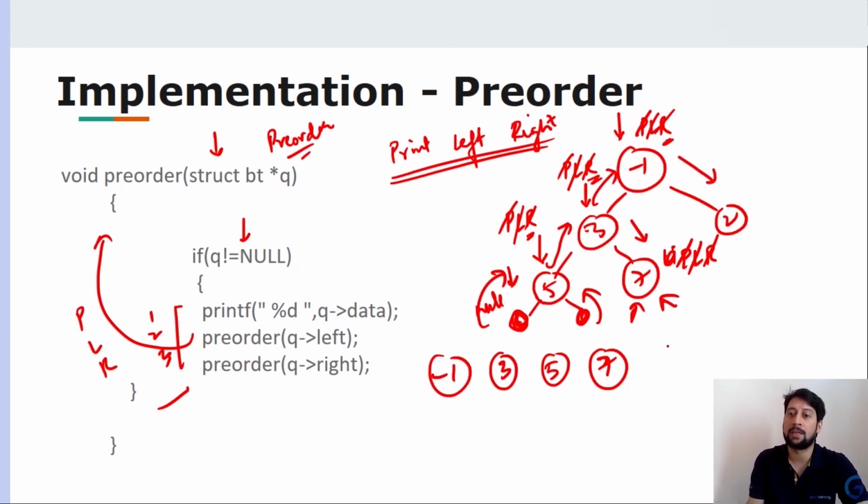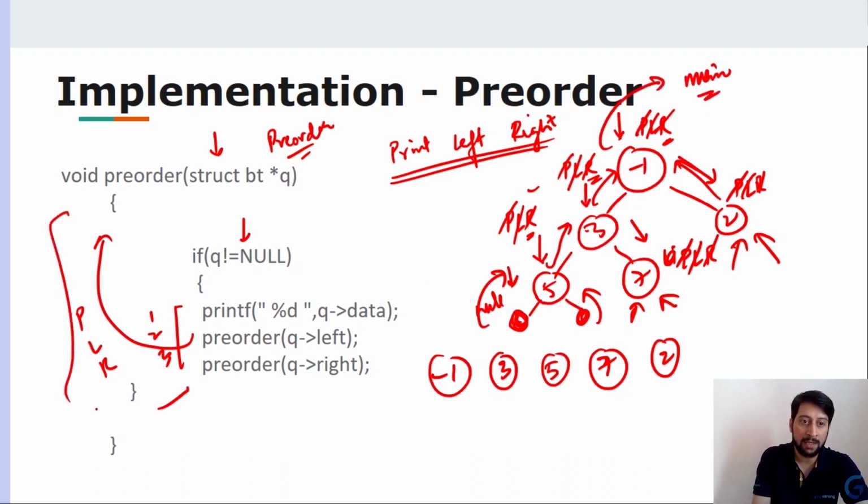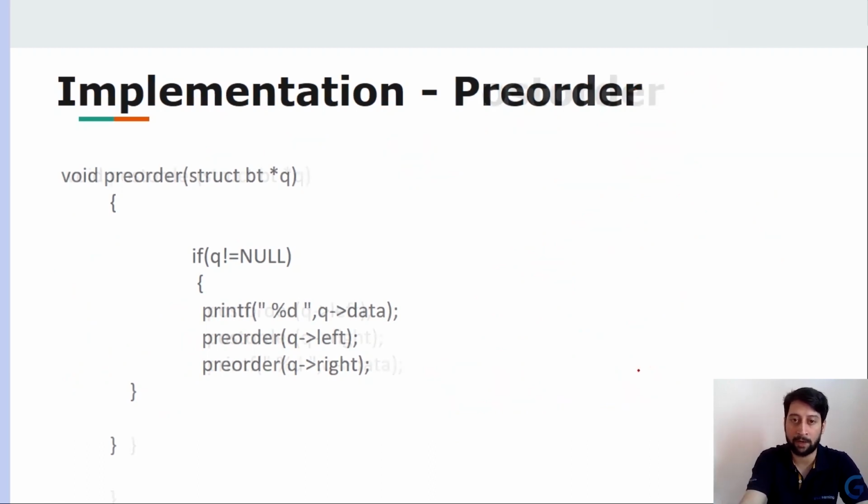Now this is left. So what are the things that are there? P, L, and R. So print your data, that is this. Go on to the left, this is null. Go on to the right, this is null. Everything is done. Return to this and return, then finally return to the main function, because that is the driver function. Done. This is how your pre-order looks like. So for this particular tree, we will get the output as minus 1, 3, 5, 7, and 2. This is your pre-order traversal.